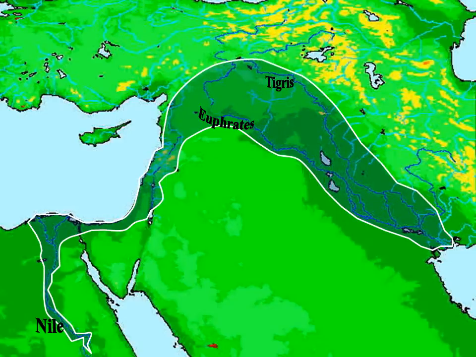Now, we have these two major centers of civilization that grew up around these two major rivers. Egypt was always sort of its own. We're going to call it Egypt. They didn't use that term for themselves early on.